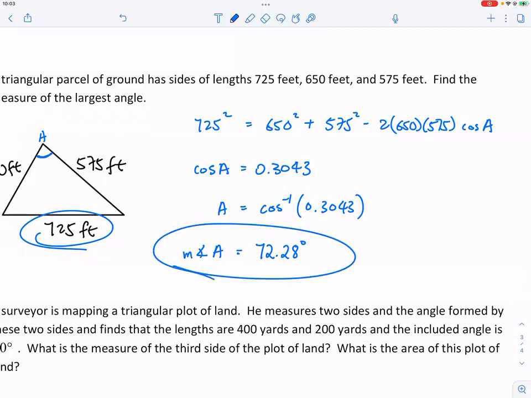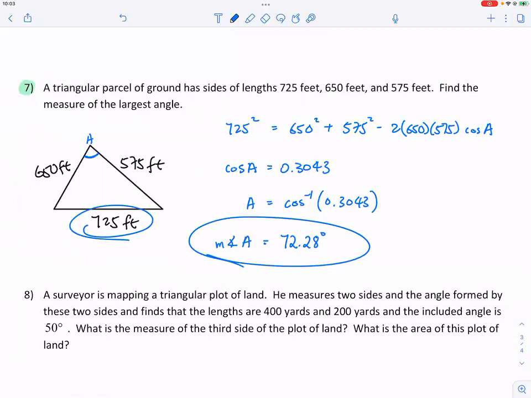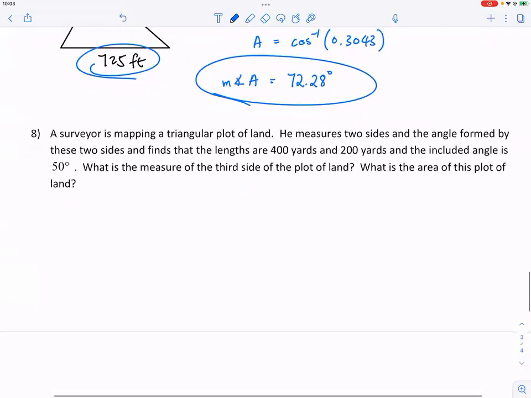Okay, so these word problems are not really that challenging, but you still have to know how to draw pictures and identify the largest angle, like in this case. All right, now let's go ahead and do number 8.